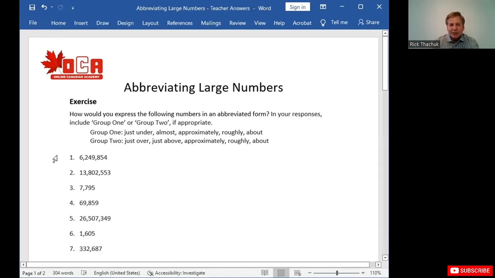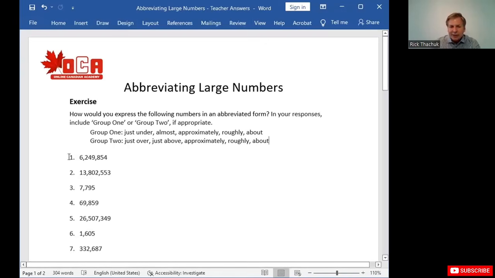Number 1, the number here is 6,249,854. How can I abbreviate that number? Well, it's not really close to 6 million. It's not close to 7 million. I could put that in millions and round to 1 decimal, but I have a better idea. This part here, 249,854, that's very close to 250,000, which is 1/4 of a million. So this number here is very close to 6.25 million. It's not quite. 6.25 million is 6,250,000. So this number is just under that, or almost that.